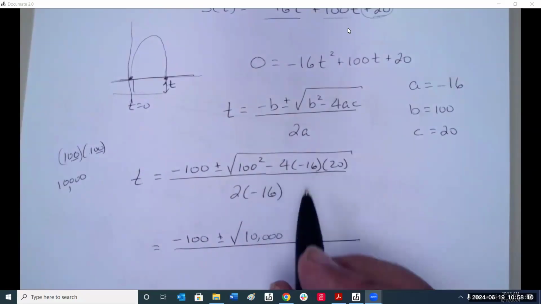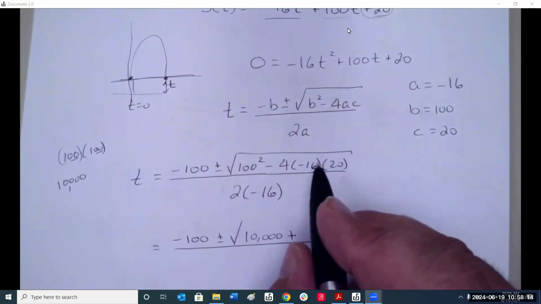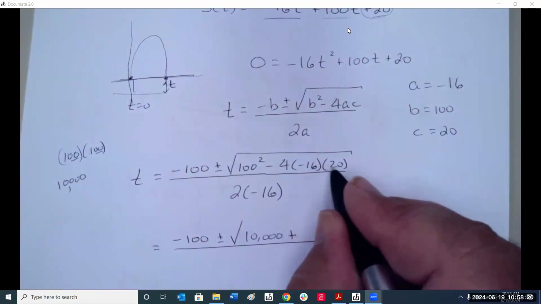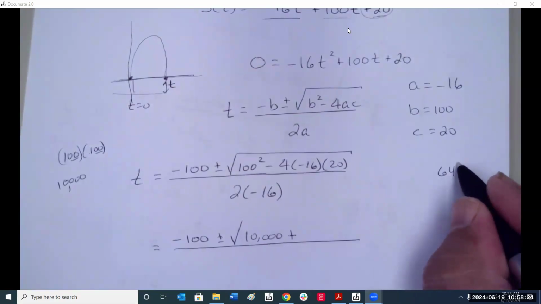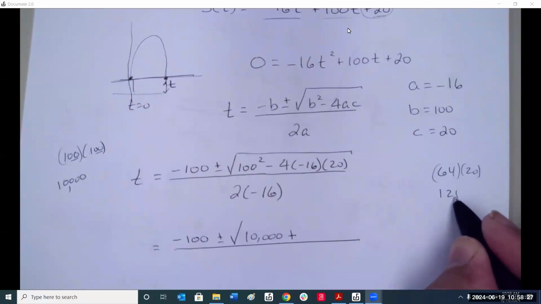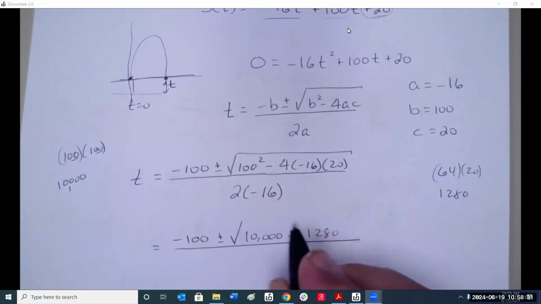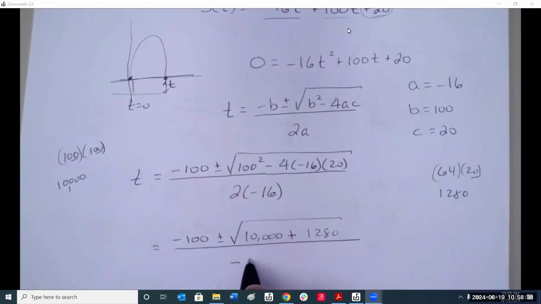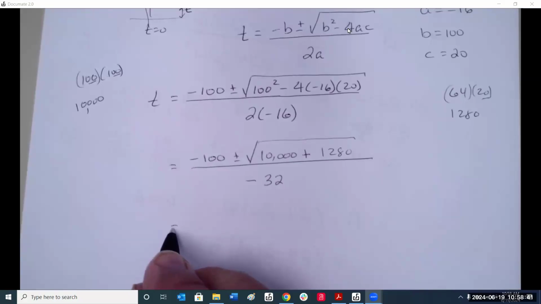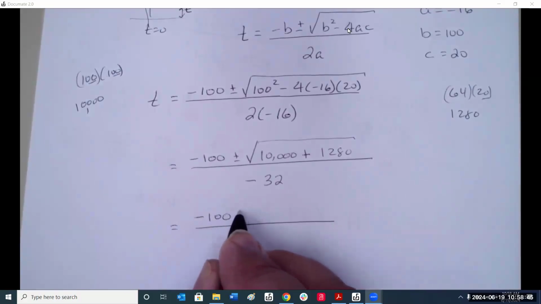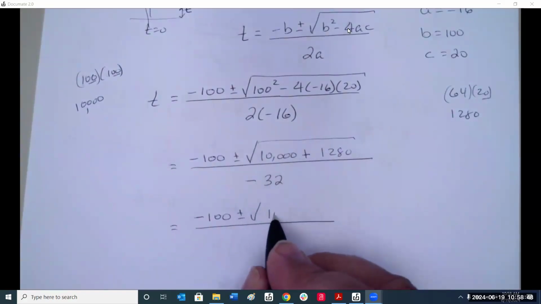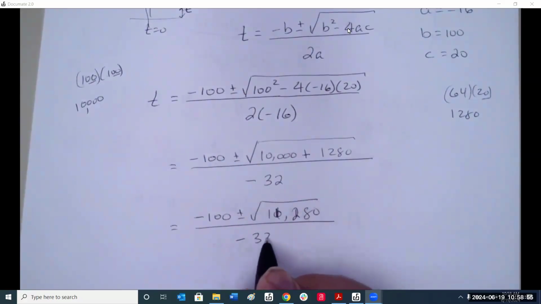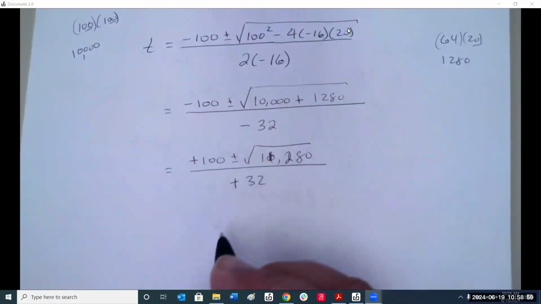Negative and a negative makes it a positive. 4 times 16 is 64. 64 times 20 is 128 with a zero behind it. Plus 2 times 64 is 128 with a zero. Over negative 32. It's 11,280 over negative 32. These guys change signs.